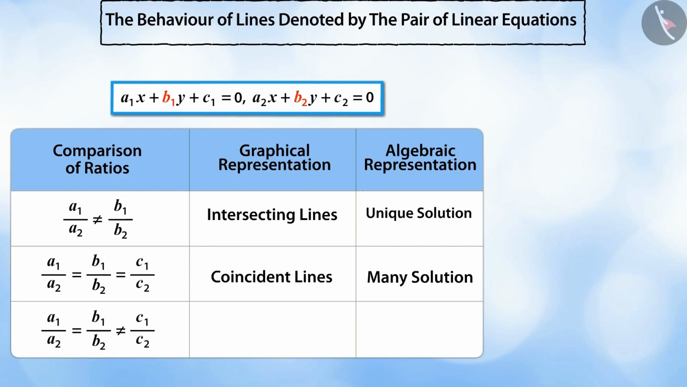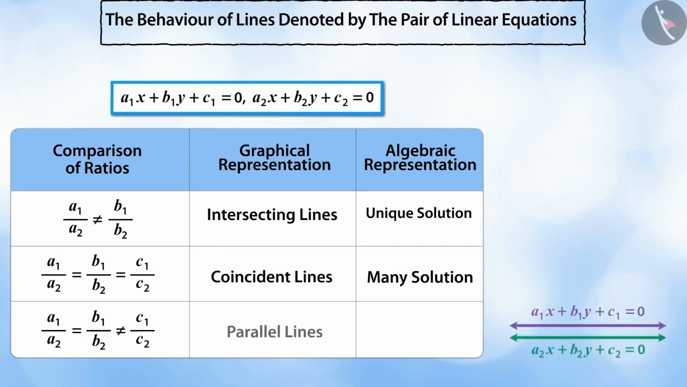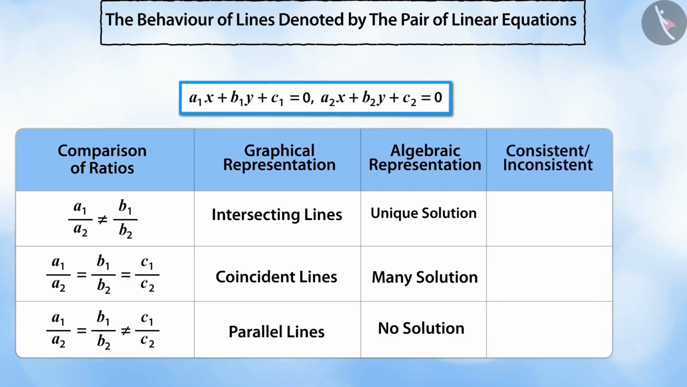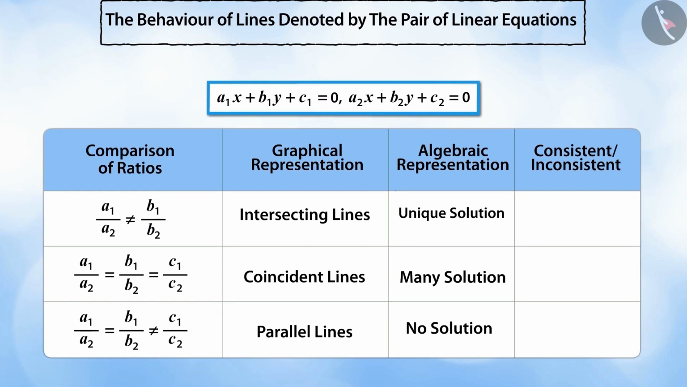And if the ratio of the coefficients of x and the ratio of the coefficients of y are equal but not equal to the ratio of the constant terms, then the lines are parallel lines. In this case, there is no solution for the pair of equations. So, we can say that a pair of linear equations that have a common solution is called the consistent pair of equations. And a pair of linear equations that has no solution is called the inconsistent pair of equations.